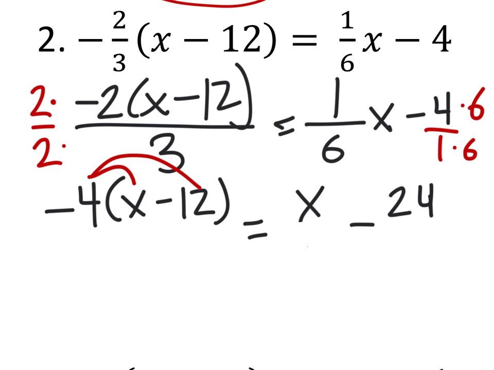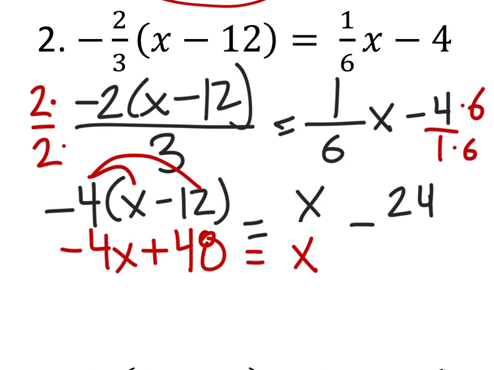From here, now I can distribute that negative 4. That's going to give me a negative 4x, that's plus 48 there, alright? This will equal x minus 24. Now don't forget that this is a plus, okay, because you have a minus 12. And that negative 4 times 12 would be a negative 48. Minus a negative 48 would make that a plus 48, alright?